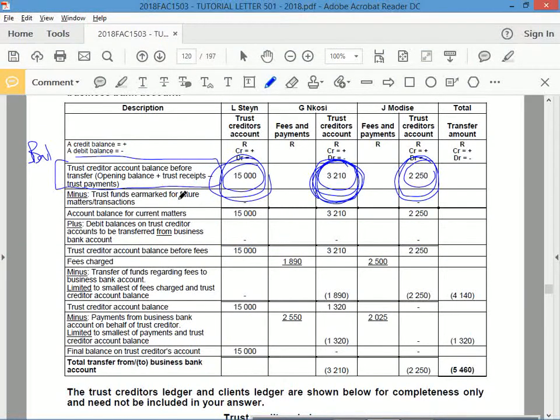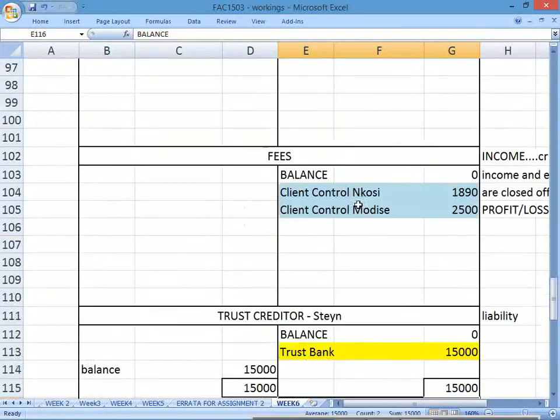So just read the description. The description says trust creditors account balance before transfer. Before transfer means after you've processed all your journals. So it wasn't the opening balances, it was the closing balances, because that's what they said we needed to write in there. The description says opening balance plus trust receipts minus trust payments, so basically the closing balances.